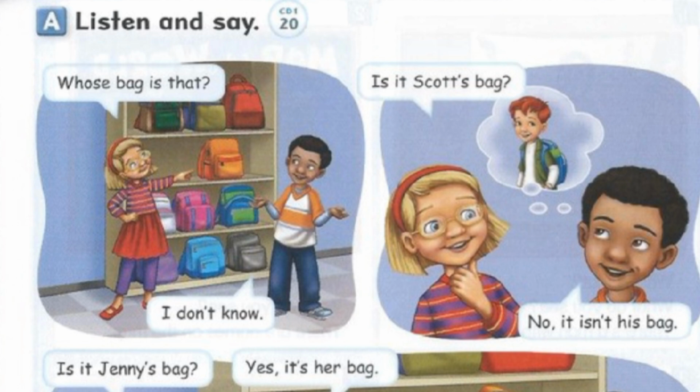Repeat after me. Whose bag is that? I don't know. Is it Scott's bag? No, it is not his bag. Is it Jenny's bag? Yes, it's her bag.